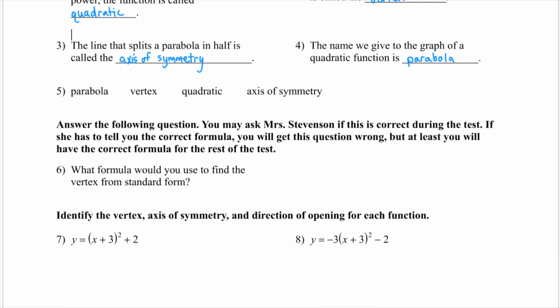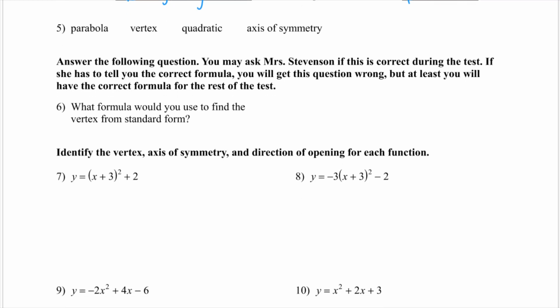Number 6, this is something I like to do occasionally: there's a formula that we need for this test, and so I will willingly tell you whether you're right or wrong during the test, and if you're wrong, give you another shot at it, and then if you're still wrong, then I'll give you the correct formula, but count this question wrong right then instead of waiting until later. And so the bright side is that you'd at least have the right formula for the rest of the test.